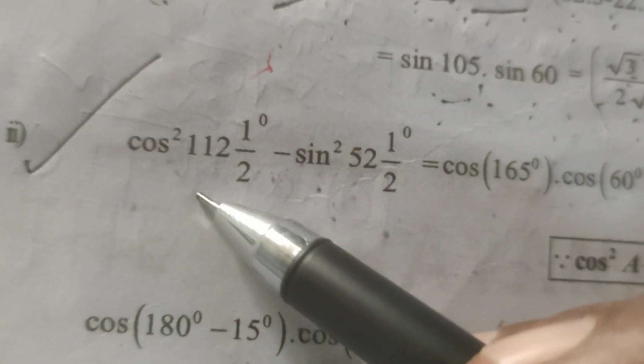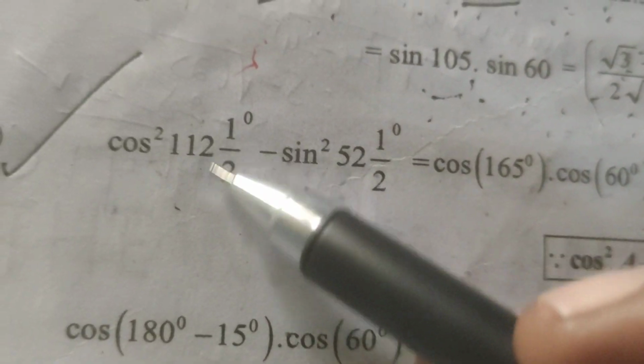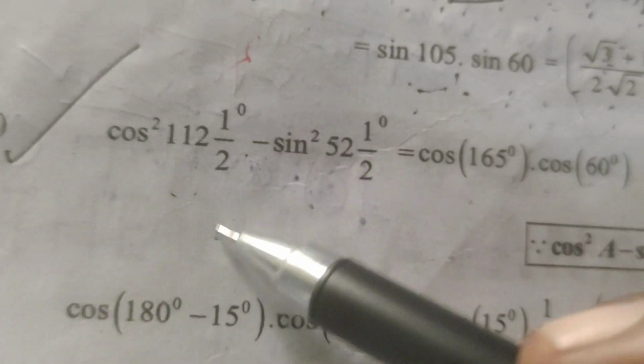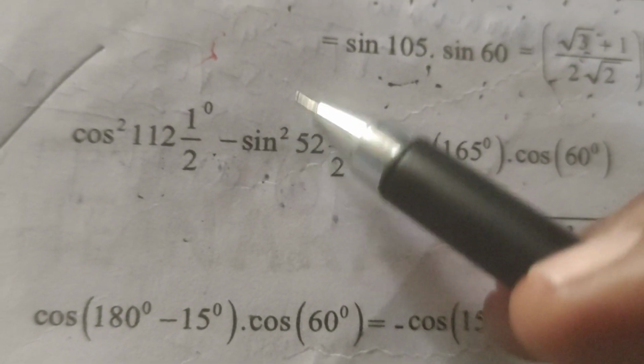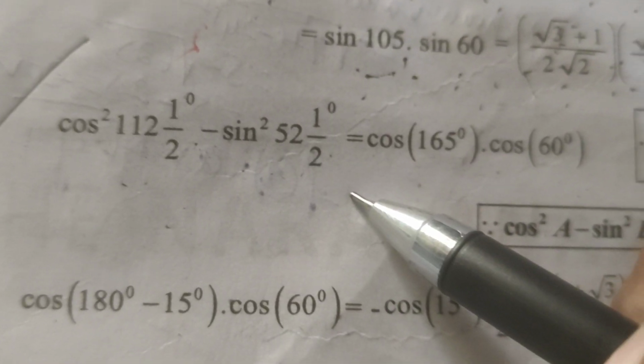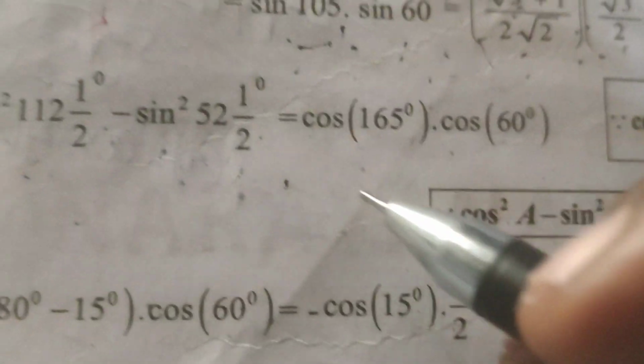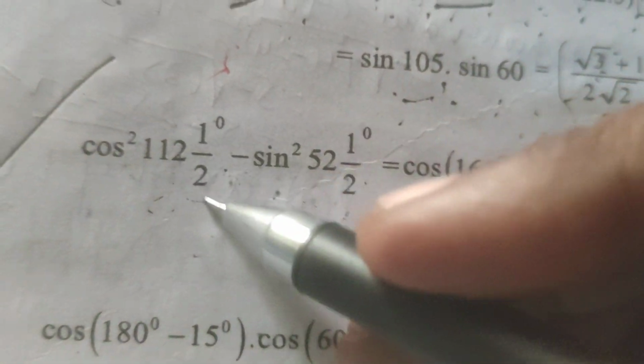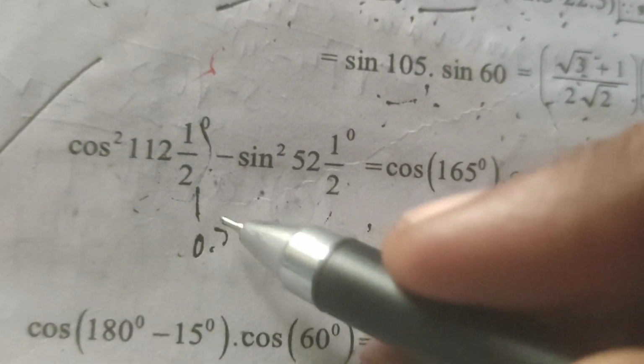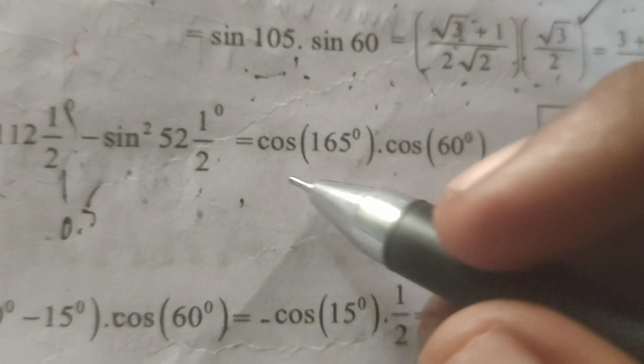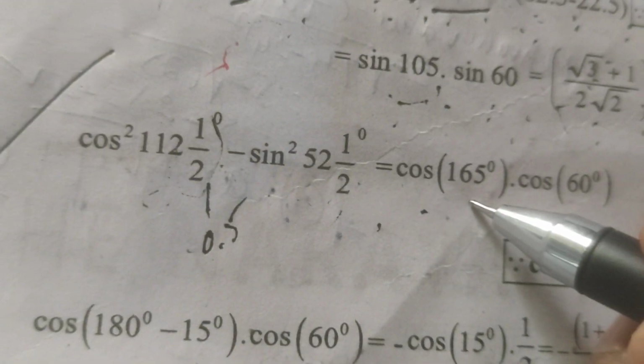Today we are going to explain in this problem, find out this value, cos square 112 and a half degrees minus sin square 52 and a half degrees. Find this value. Okay, half degrees means 0.5, adding this to 112, then we'll get 112.5.